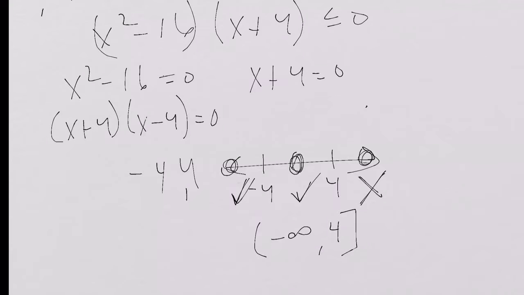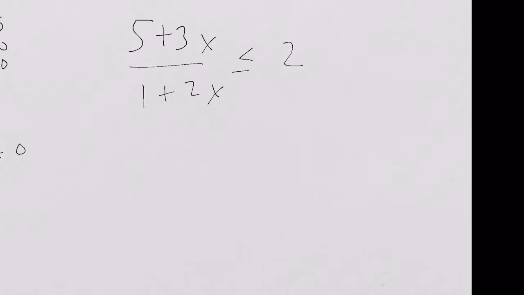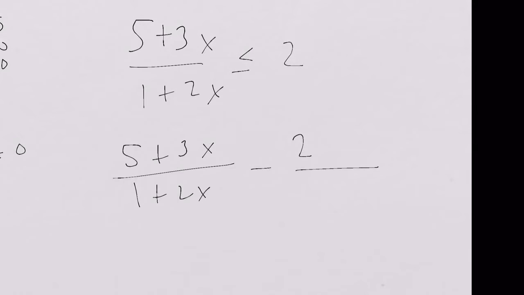The next one that we had was number 4, and it had that rational expression. So it was 5 plus 3x over 1 plus 2x is less than or equal to 2. So I went ahead and I subtracted. I don't know if that would be the easiest way to do it, but we're going to do it anyway. 1 plus 2x, and I'm going to subtract 2. Well, when I subtract 2, they don't have a common denominator. So we're going to make them have a common denominator by multiplying top and bottom by 1 plus 2x.